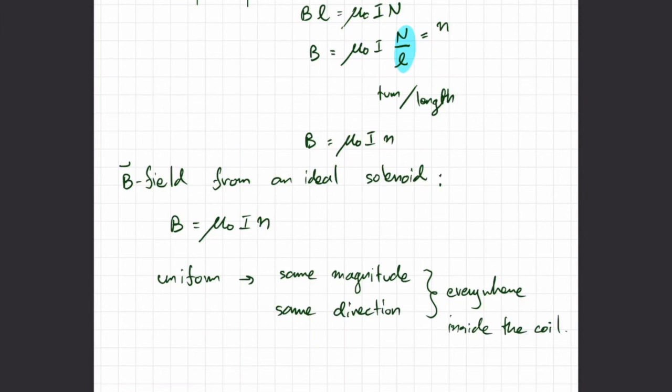We also assume that if the coil is long enough, the solenoid is long enough, B equals 0 outside the coil. So all the magnetic field will be confined inside of the solenoid. That's pretty much it about the topics that you need to know for the final exam.